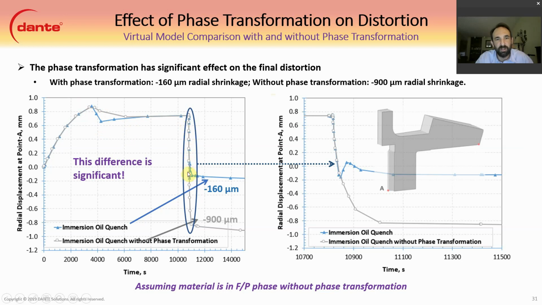Then during quench, we get an expansion from the martensite, and we end up with about 160 micron shrinkage of the bore. If we do not have the martensite transformation, then we shrink all the way down to 900 micrometers, which is very significant. That's a big difference between these two. So there is a significant effect from the phase transformation that has to be considered during heat treatment modeling. You cannot just use the thermal strains and assume that your distortion is going to be accurate, because it will not be.